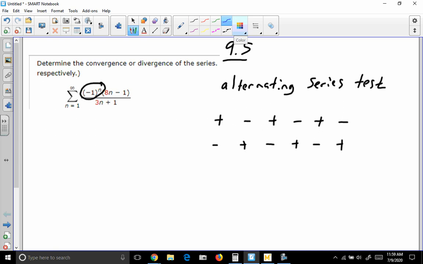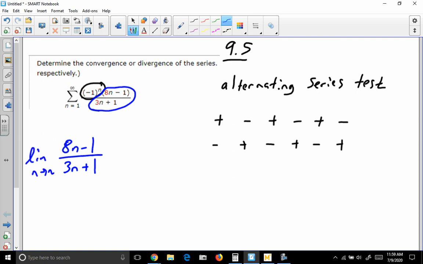So the alternating series test says that if we take the part that is not the alternating part, the 8n minus 1 over 3n plus 1, if that limit goes to something other than 0, then this is going to diverge. Why is that the case? Well, let's look at this example.